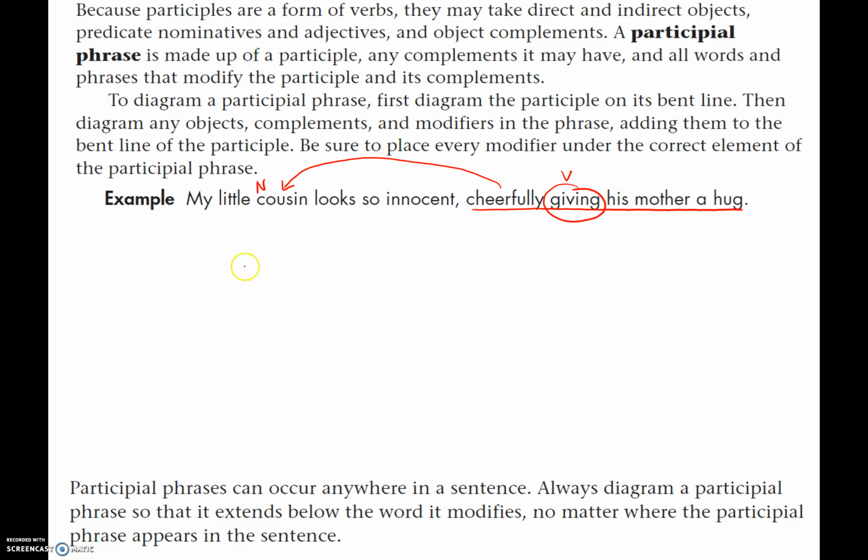The main subject is cousin and the cousin looks, so that's my verb. My and little both go under cousin. Innocent is complementing what the cousin looks like. So that's a subject complement, which means we're going to do a diagonal there to show that it's a complement, and then write innocent. So is describing innocent, so it's going to go underneath.